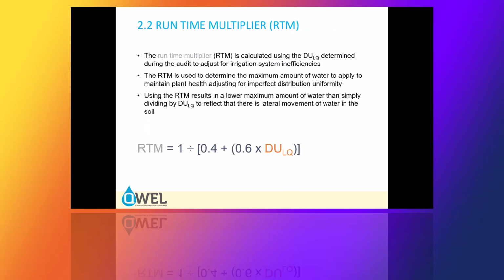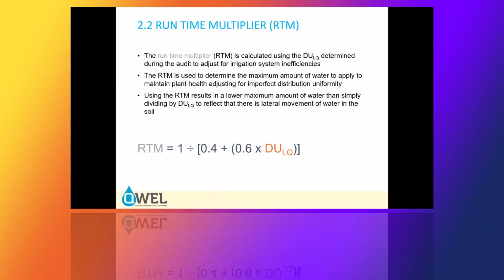The runtime multiplier is similar to dividing by the irrigation efficiency as for the landscape water requirement that we talked about in Section 4. However, the DULQ is used because it can be easily measured, whereas the irrigation efficiency, or IE, is more difficult to measure. The other components of the runtime multiplier formula are designed to reflect the fact that water moves laterally within the soil. Simply dividing by DULQ would therefore overestimate the amount of water needed.